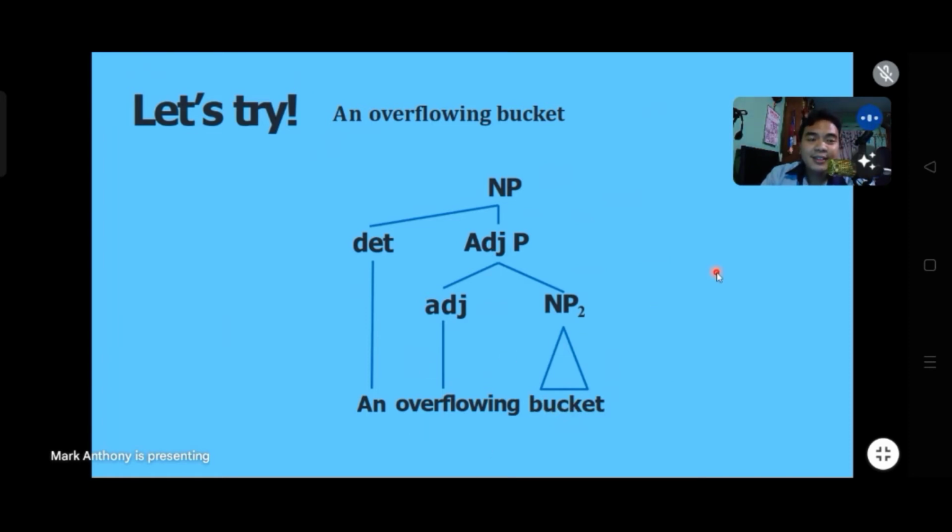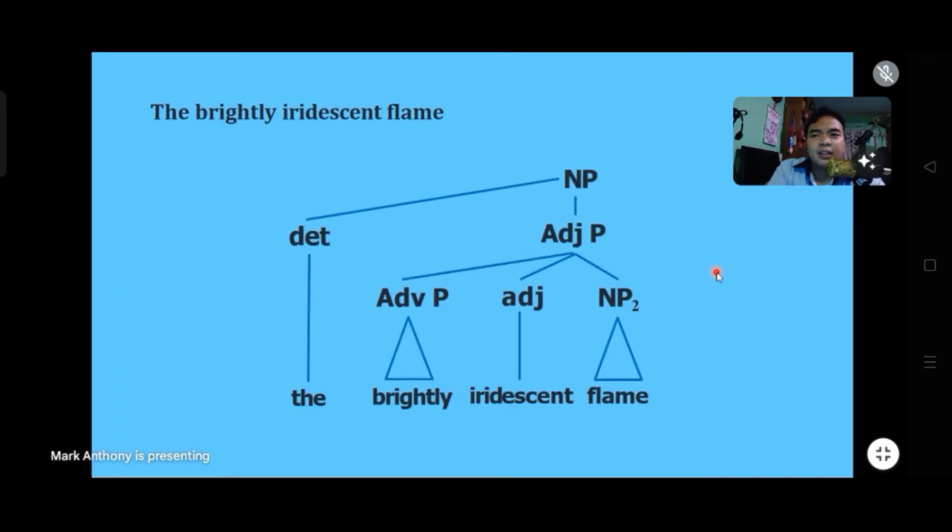So that's it. That is a sample of an adjective phrase. But let's try to study this second sample: the brightly iridescent flame. As you can see, there is an adverb added to the sentence. So let's again analyze the sentence itself.